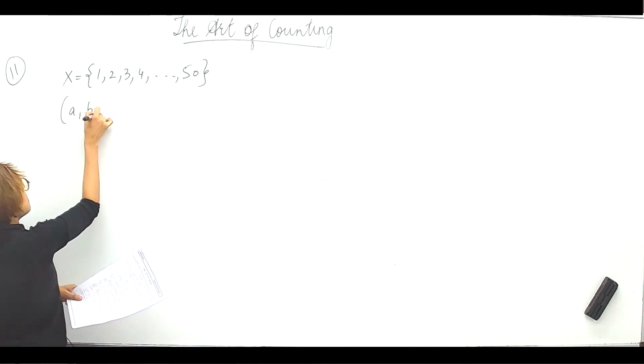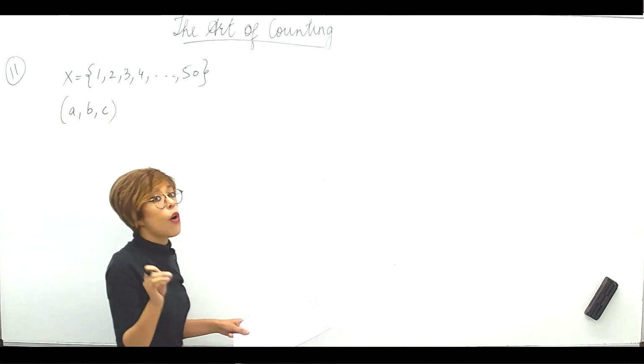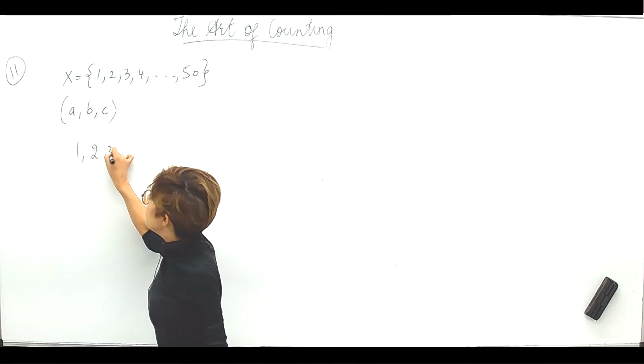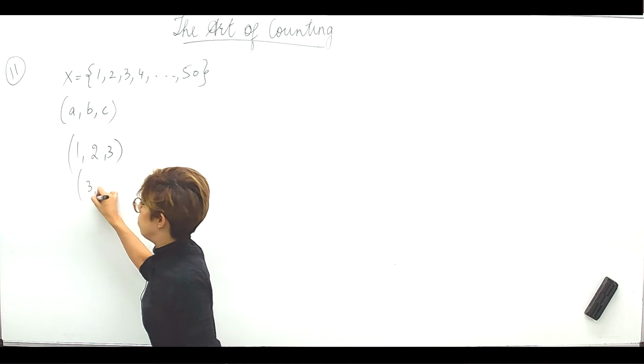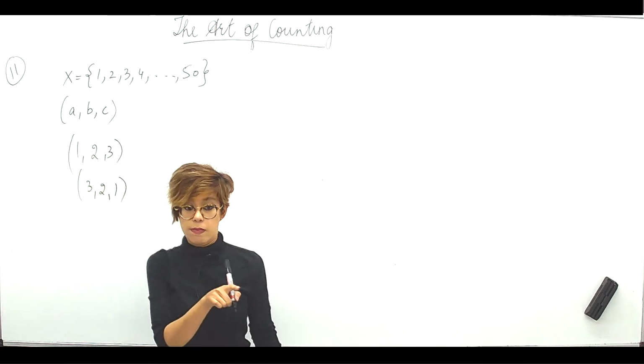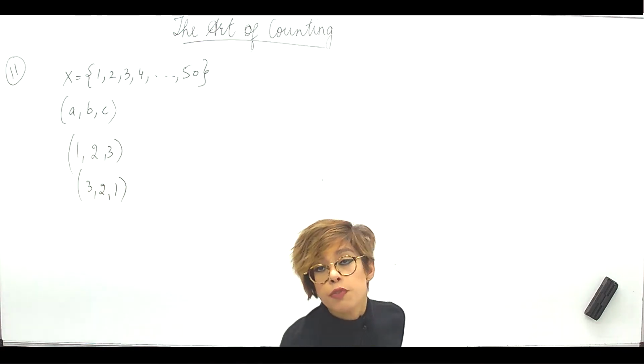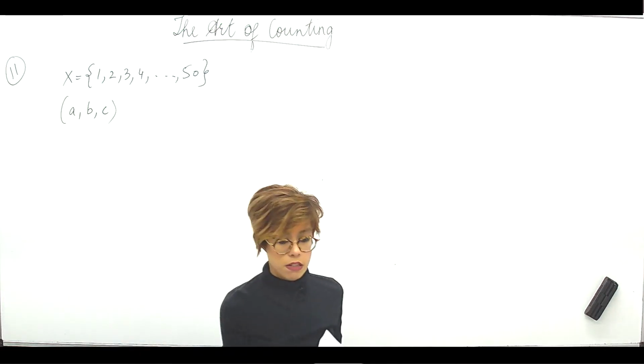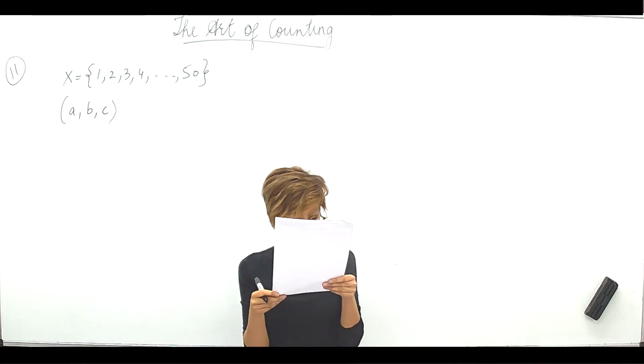Ordered triplets. That means ordering will matter. 1, 2, 3 is different from 3, 2, 1. Ordering matters. We know this, right? So we need to find the number of ordered triplets such that.